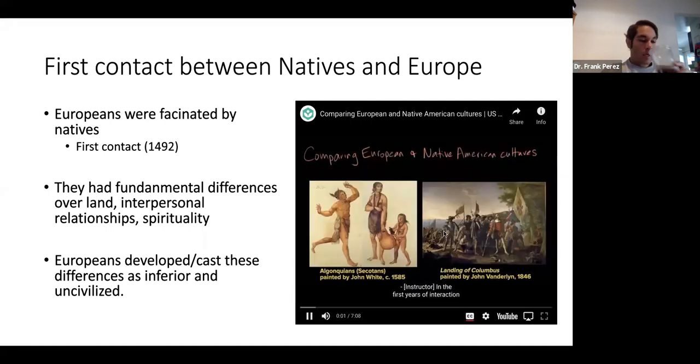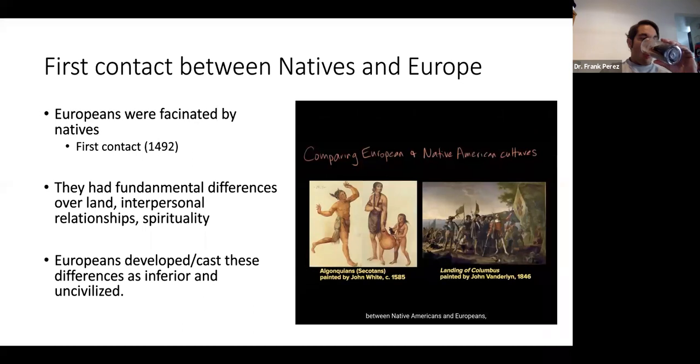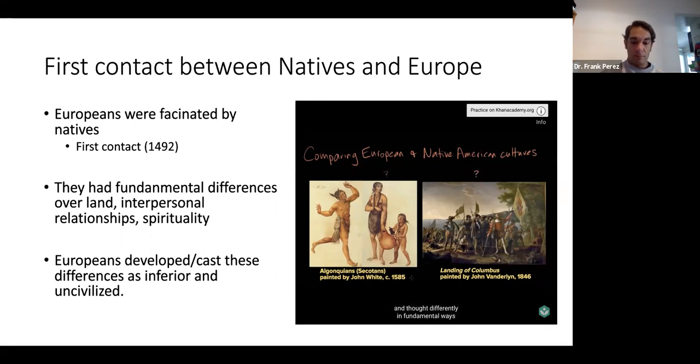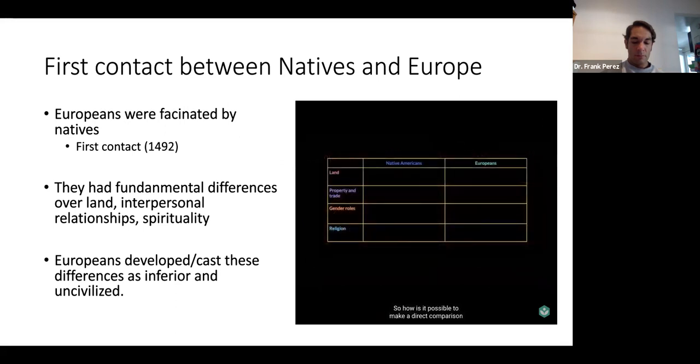In the first years of interaction between Native Americans and Europeans, there were a lot of aspects of each other's cultures that each group found just plain weird. Europeans and Native Americans looked, dressed, and thought differently in fundamental ways that led to misunderstandings and even violence between them. So let's take some time to compare some ways in which Native American cultural ideas differed from European cultural ideas.